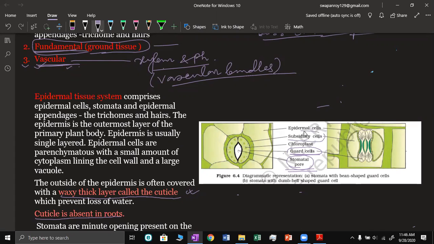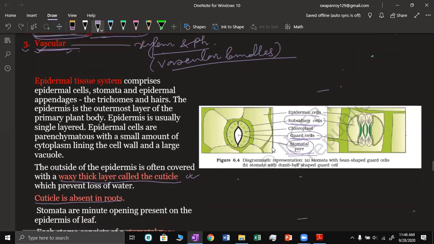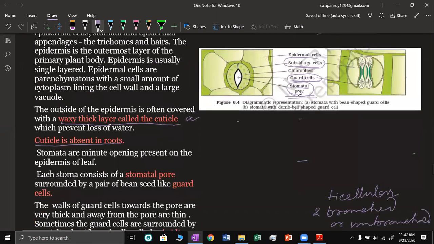So you can say there are 3 things: the stomatal pore, the guard cell, and the subsidiary cells. Together they form the stomatal apparatus. The stomatal apparatus consists of the stomatal pore, guard cells, and subsidiary cells.